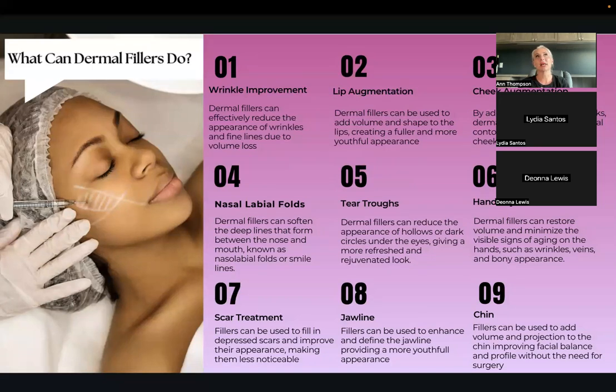Now, remember that it comes typically in a 1 ml syringe with the exception of 2 products, and that's going to be RHA 4. It comes in 1.2, and then also Versa comes in 1.2 as well. It also comes with 2 native needles. Native means that it comes inside of the package.